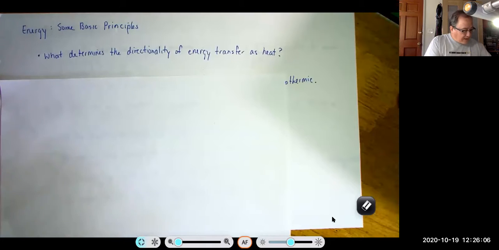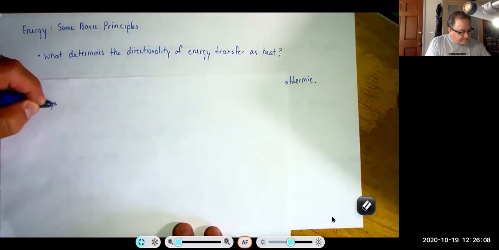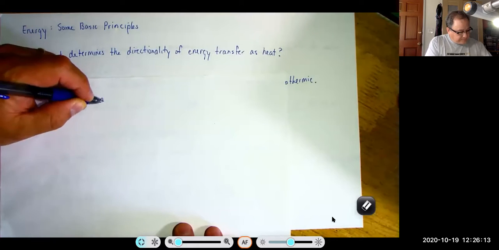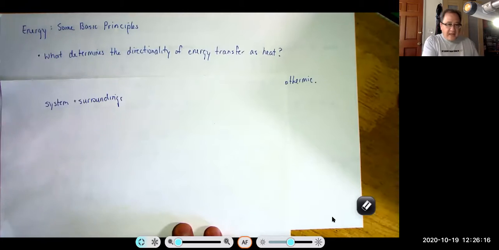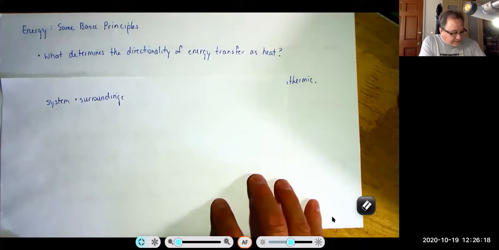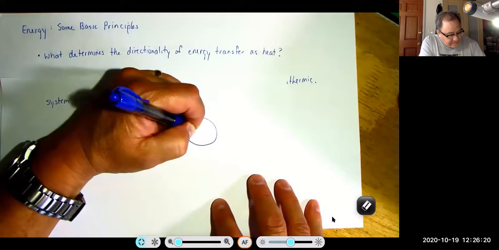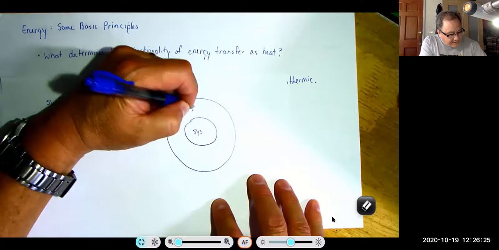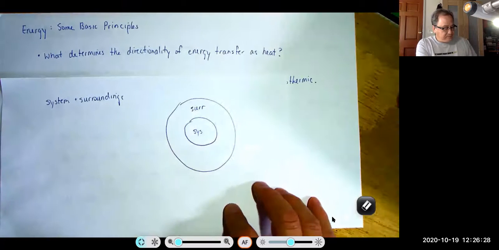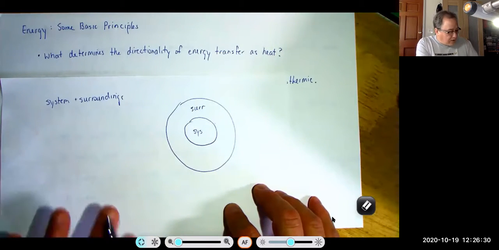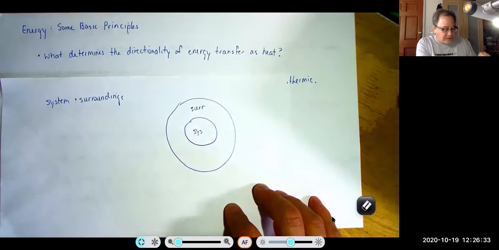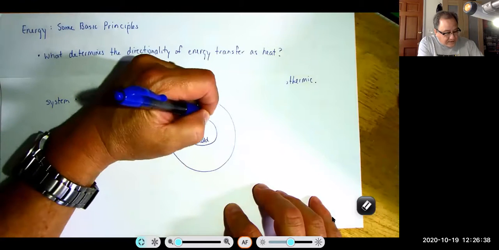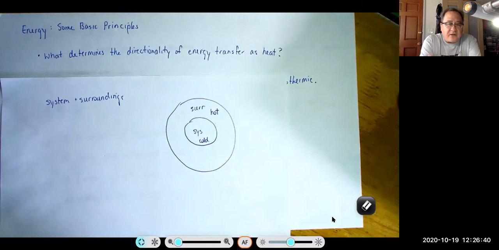So what they're talking about is, imagine you have a system and surroundings. And a common way to draw the system and surroundings is something like this. Here's the system, and here's the surroundings. So I want you to imagine, when they're talking about what determines the directionality of heat transfer, they're talking about something like this. Imagine the system is cold and the surrounding is hot. Which way will energy flow?